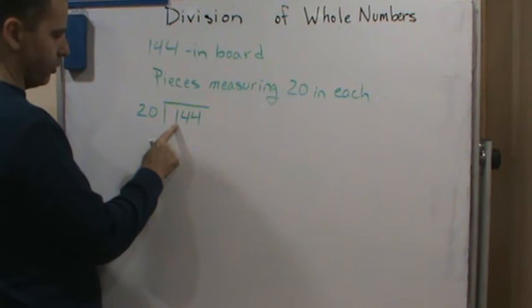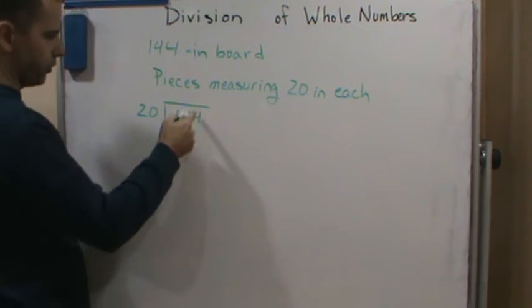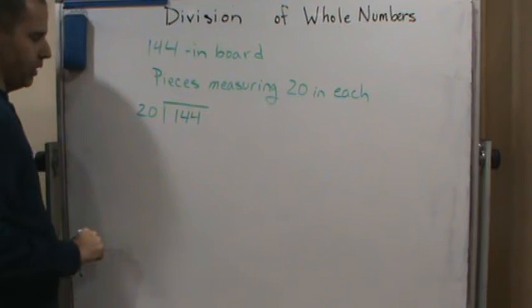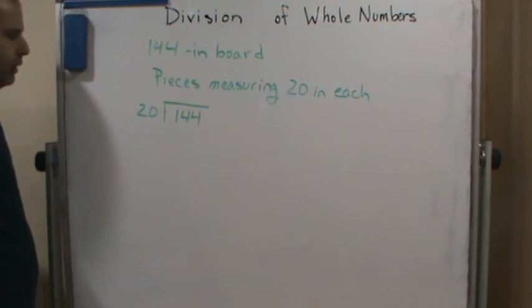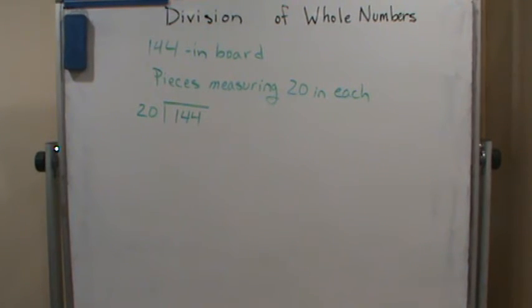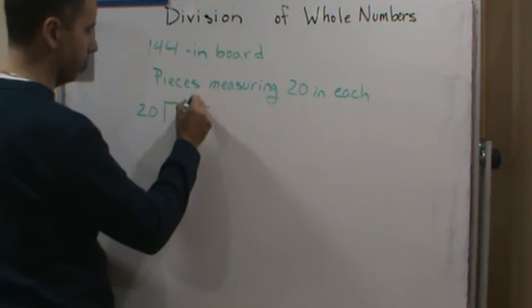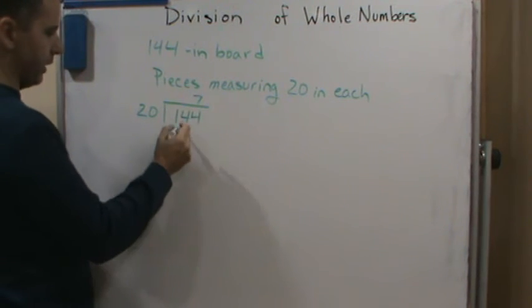So the first thing I'm going to do is, again, how many times does 20 go into 144? Now, it doesn't go into 1, it doesn't go into 14, so I'm going to have to use the whole 144, so I'm going to be in the ones column. How many 20s go into 144? Okay, and so this is going to be 7. 7 times 20 is 140.